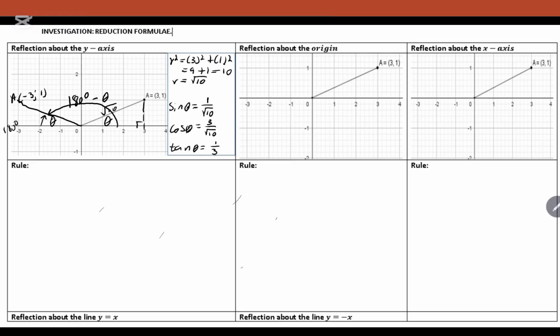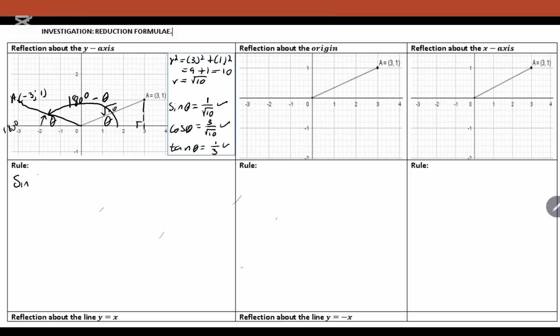But this angle, 180 minus theta, gives the same position of the terminal arm as the acute angle theta at the bottom there. So what do we know? We already know the ratios that are given by sine theta, cos theta, tan theta. Sine theta is 1 over square root of 10, cos theta is 3 over square root of 10, and tan theta is 1 over 3. So now we're looking at the trigonometric ratios for the angle of 180 minus theta.